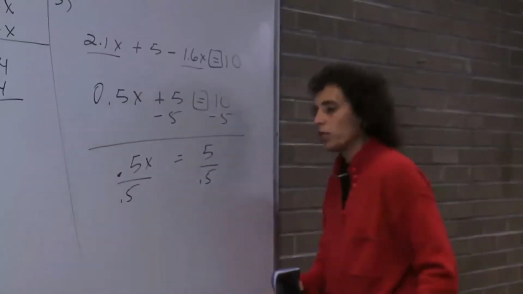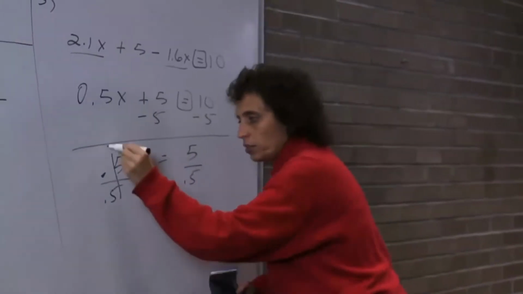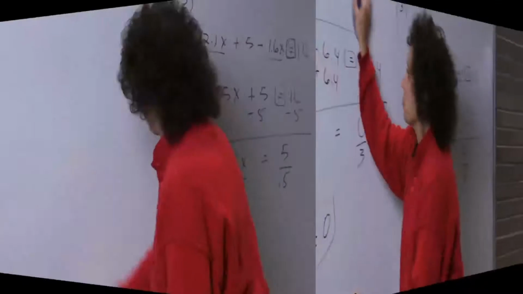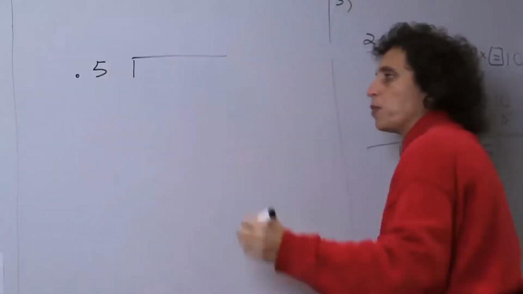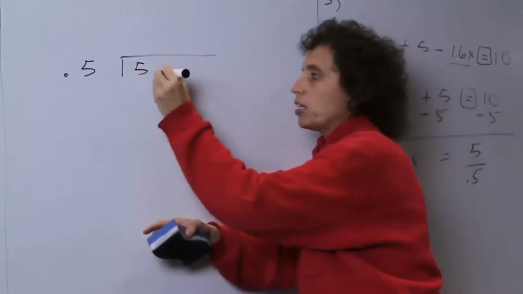Now this is what people don't like and they forget about, so I'm going to just remind you of this. This is 1, so this is 1x. I'm going to divide here. Just let me show you. Okay, this is 5 divided by 0.5. Remember, we don't want to divide by a decimal. Remember, there's a decimal right here.